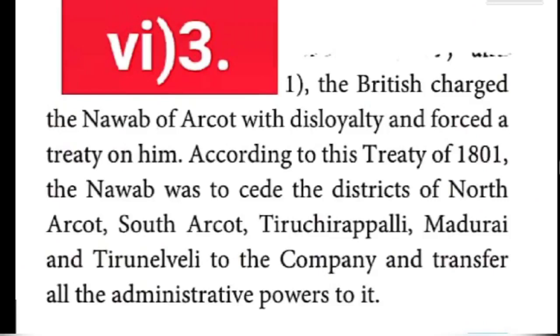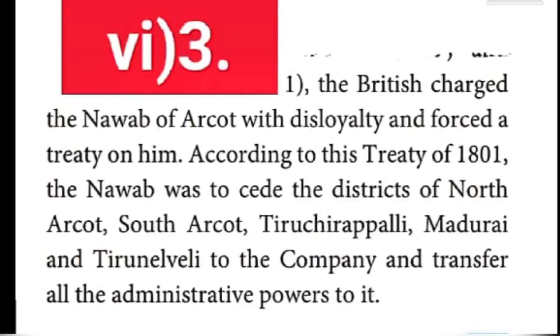In your book, page number 69, it is given, children; you can check it. Under 6.3, the Vellore revolt 1806 is given. You can leave the first 10 or 12 lines. From the next line onwards you can check it, children.